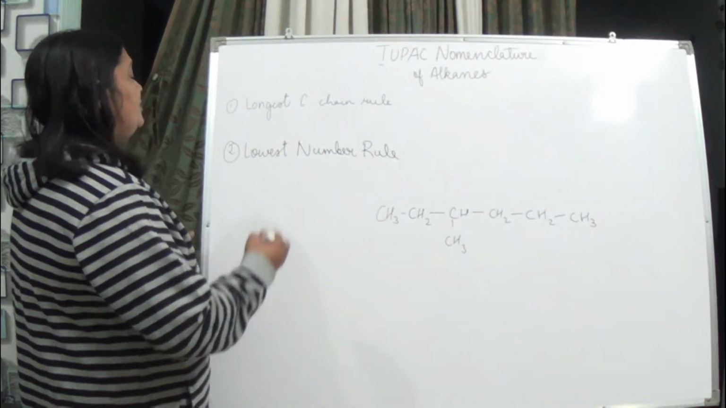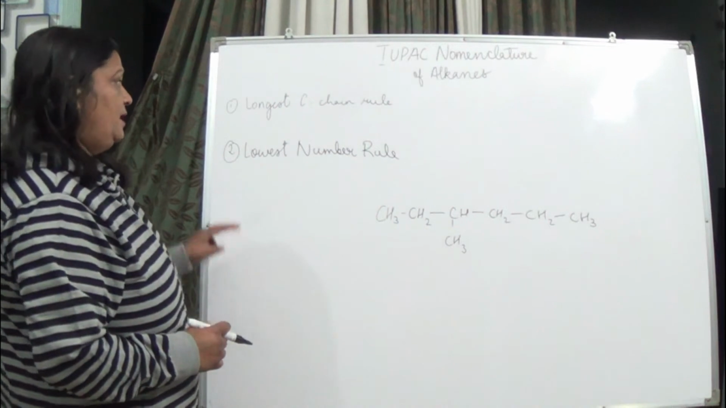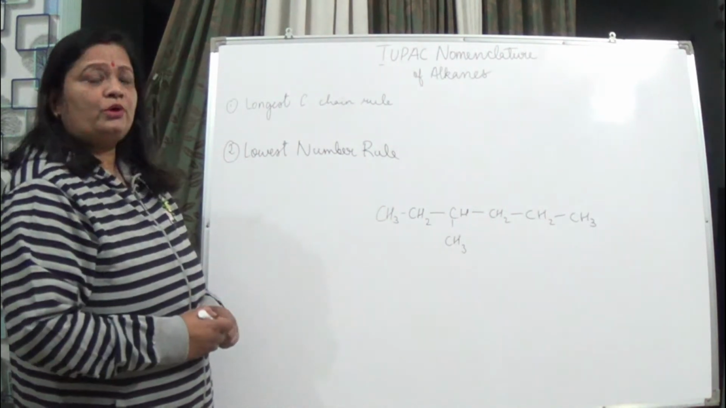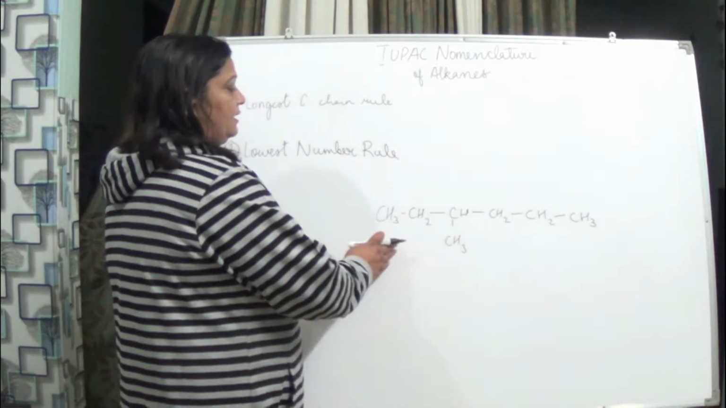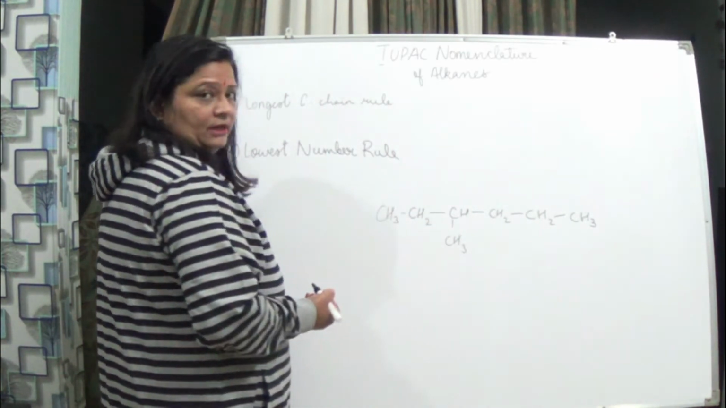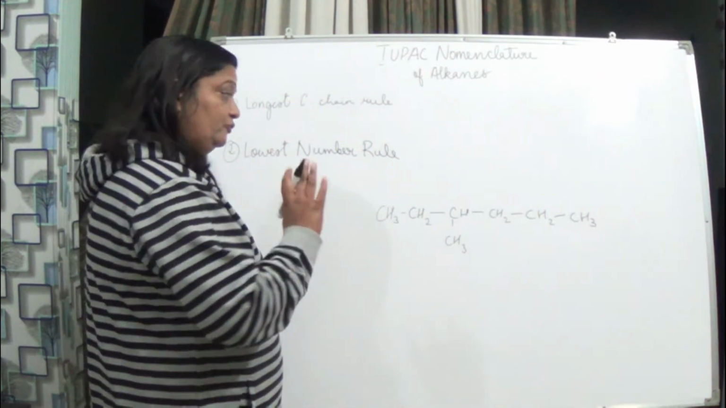Here, the first rule says that the longest chain should be taken, and the second rule says the lowest number rule should be followed. So what do we understand by that? Longest chain. Suppose we have taken this compound. How will we name it? Which is the longest carbon chain? This we have to decide first.